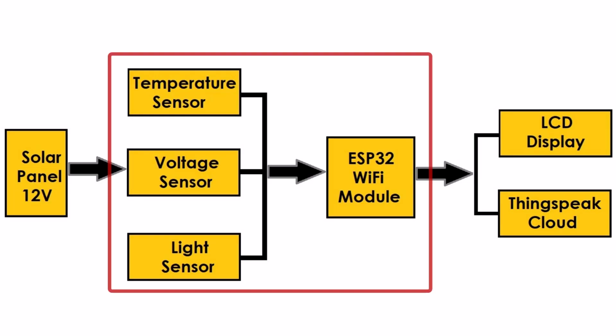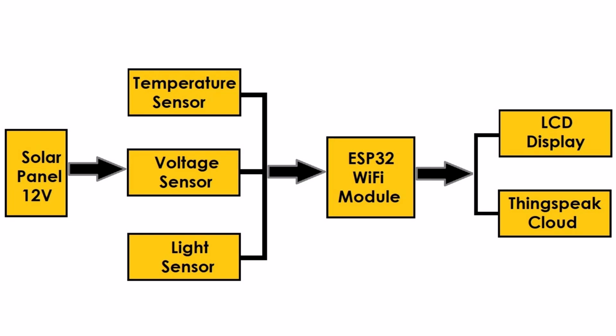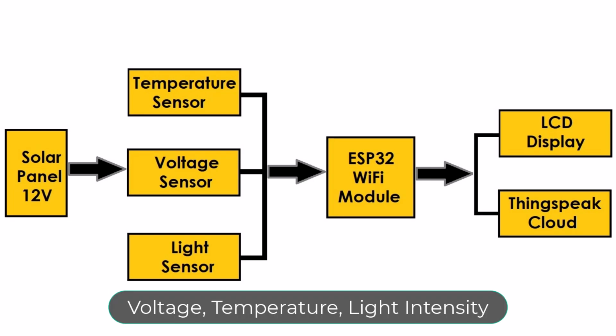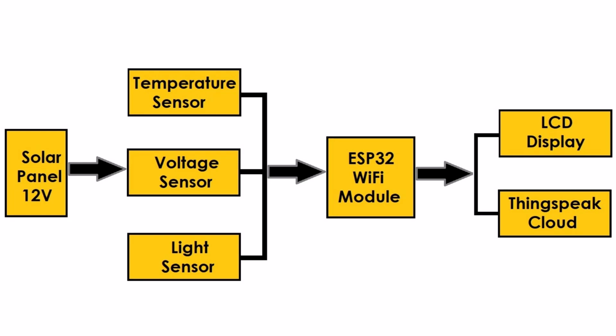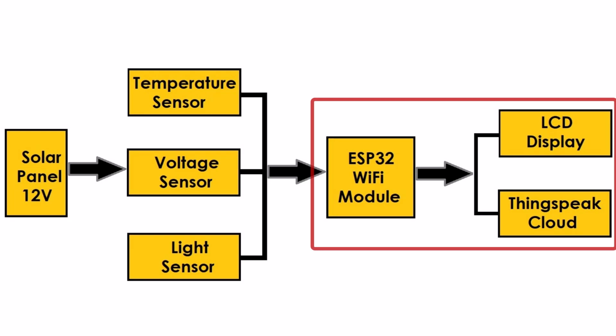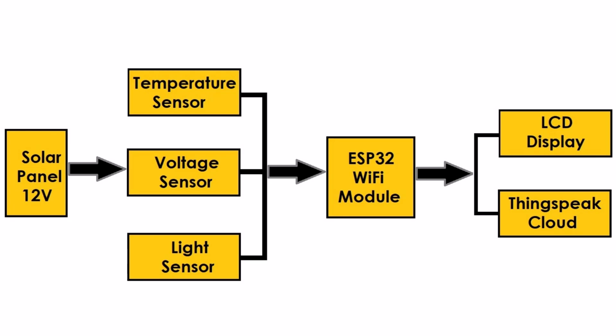First, let's have a look at a block diagram for this project. The ESP32 is interfaced with the voltage sensor, LM35 temperature sensor, and LDR sensor. These three sensors are used to monitor the power output, temperature, and incident light intensity respectively. A character LCD is also interfaced with the board for real-time display of the measured parameters. The voltage, temperature, and light parameters can be monitored in real-time and logged on ThingSpeak server for analytics and performance evaluation.